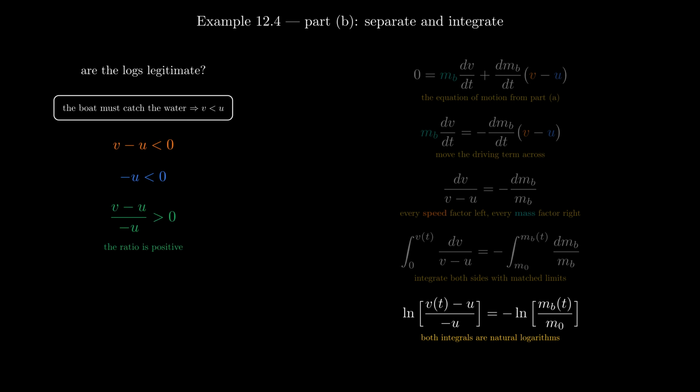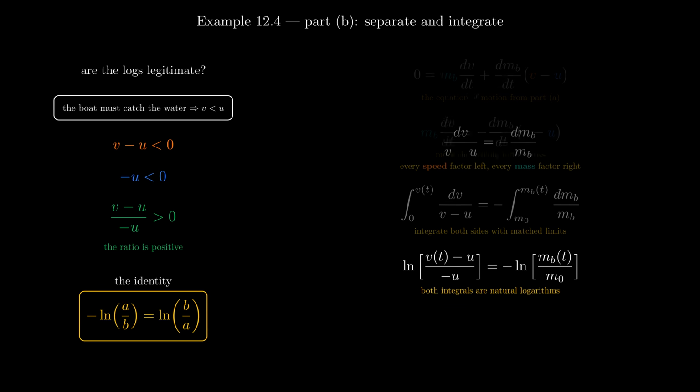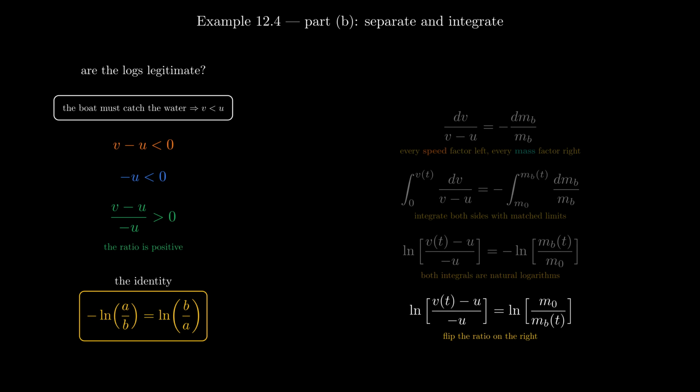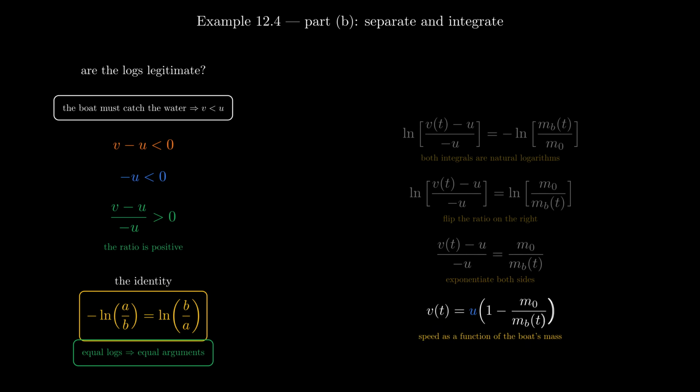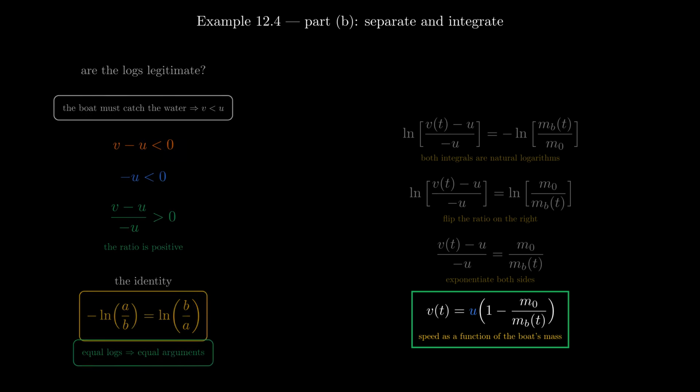The logs are legitimate. Next, the identity: minus the natural log of a ratio is the natural log of the flipped ratio. The right side becomes the natural log of m0 over m sub b of t. Equal logs mean equal arguments, so exponentiate both sides. (V of t minus u) over minus u equals m0 over m sub b of t. Multiply through by minus u and solve. V of t equals u times (1 minus m0 over m sub b of t).